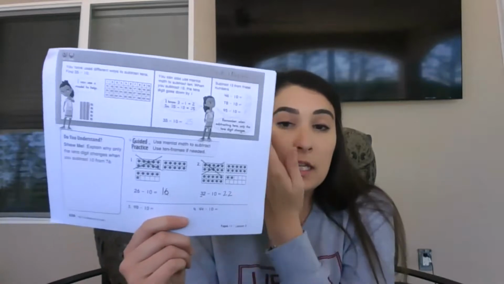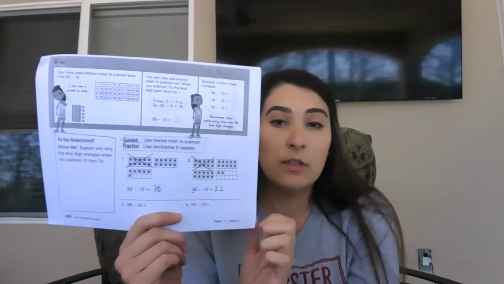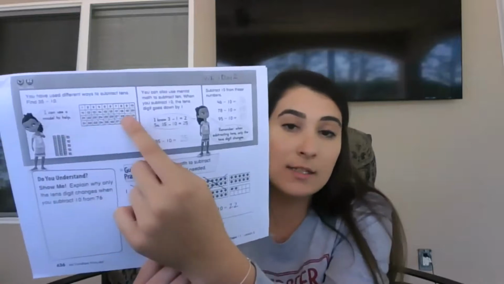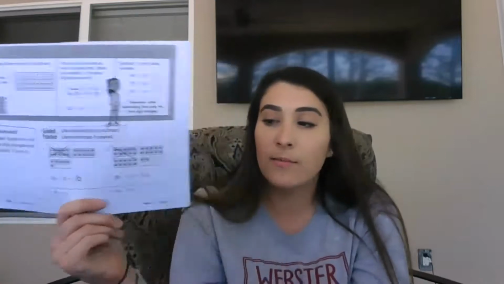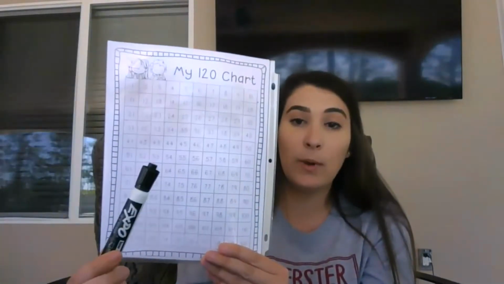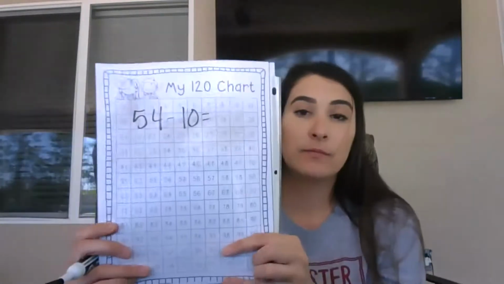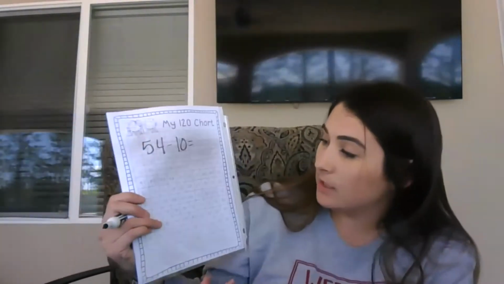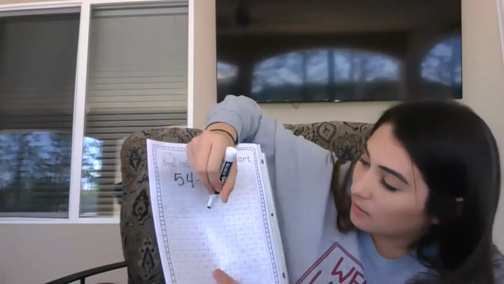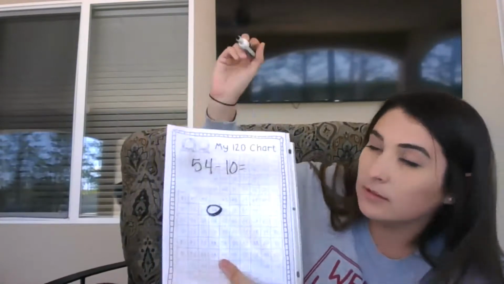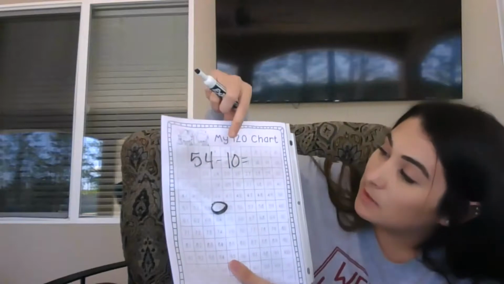So again, you guys can use your tens frames just like this to solve these problems. You may use drawing blocks. You can use a hundredths chart. You can even use your 120 chart that is in your packet with your whiteboard eraser. So again, if I had the problem, let's say I had 54 minus 10. I'm going to find my whole number. So here's 54. And it says I am subtracting 10.